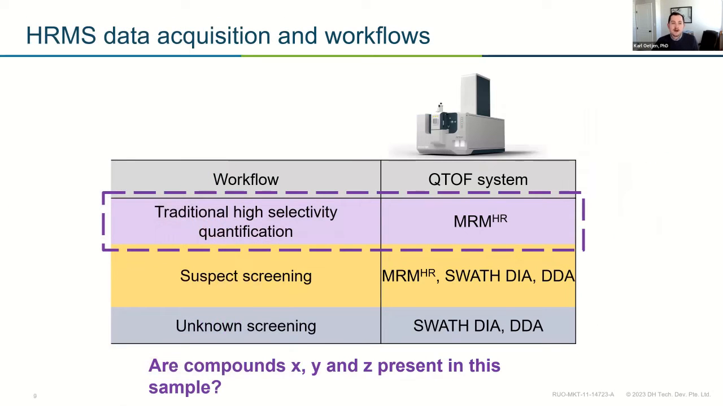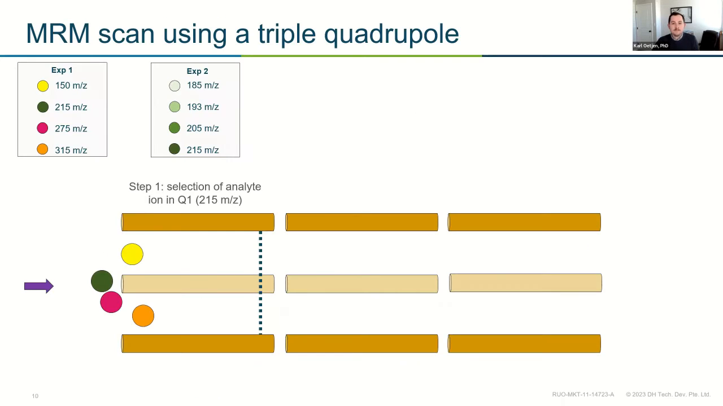So first, let's talk about this quantitation. I'm going to be talking about an experiment called an MRM-HR experiment, just to kick off the topic of quantitation. So this would be our highly selective, highly sensitive way to do quantitation on a QTOF instrument. And we're answering that question, are these compounds present? What makes this different from a traditional triple quad?